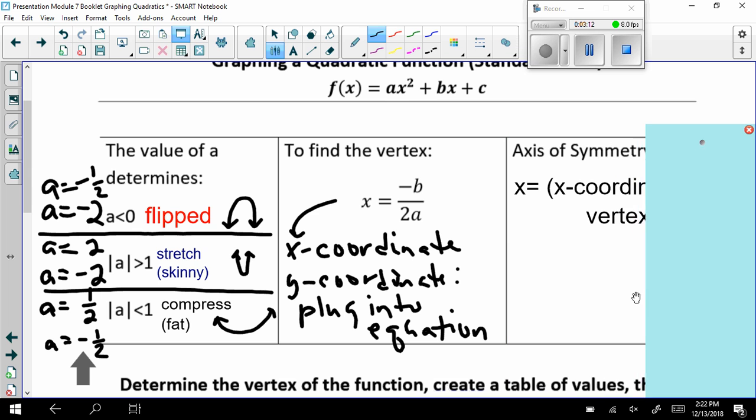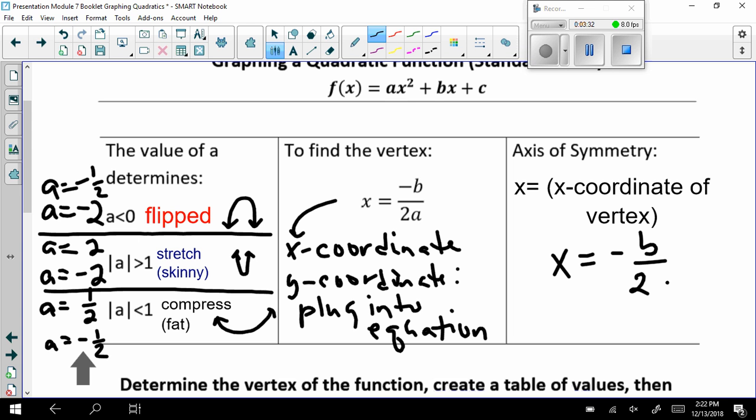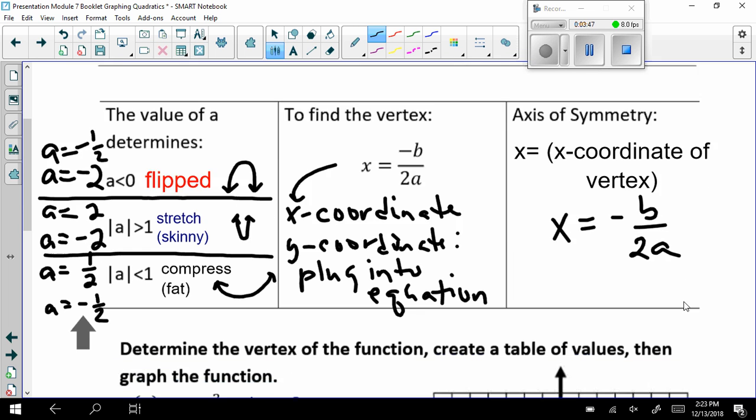And then our other important key feature, we're going to look at all of them, but in particular the ones that we want to find, our axis of symmetry. Remember, that's always going to be a vertical line that goes through your vertex. So it's always going to be x equals the x coordinate of the vertex. So it's going to be found using that same -b/2a. And we want to remember that it's always going to be an equation of a line. X equals a number.